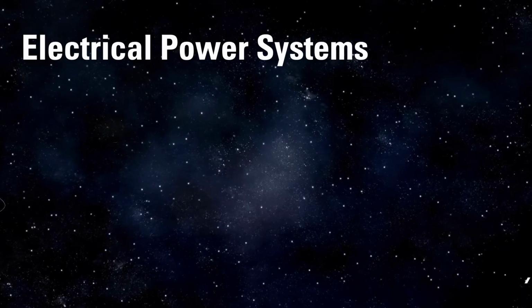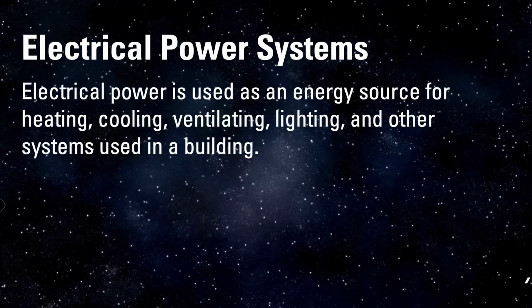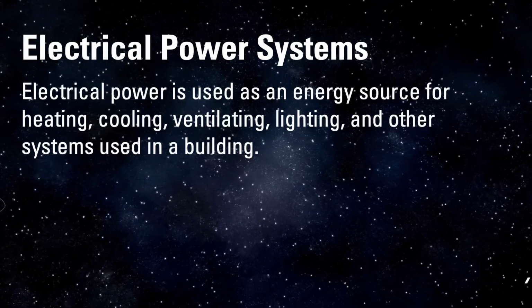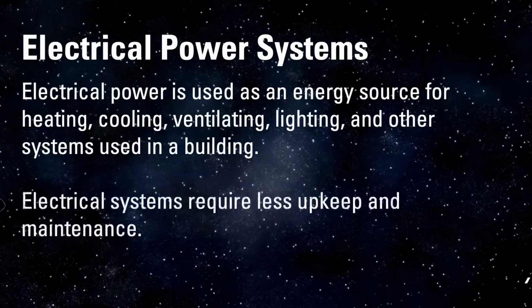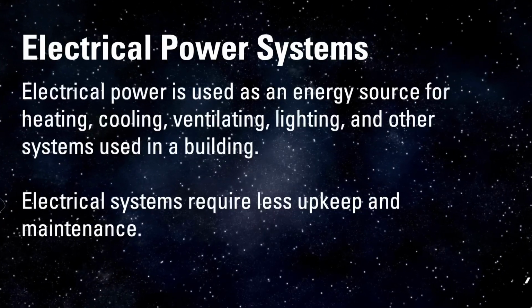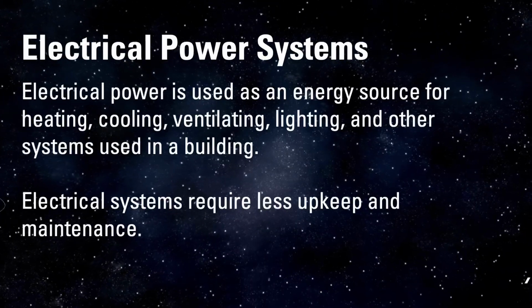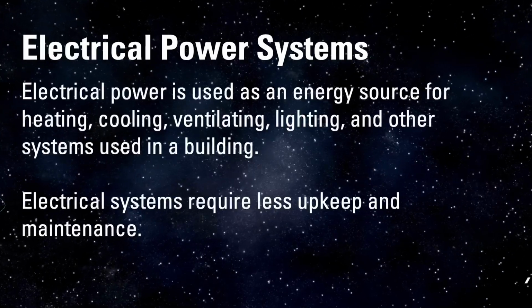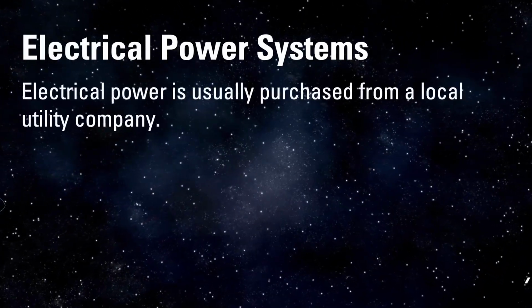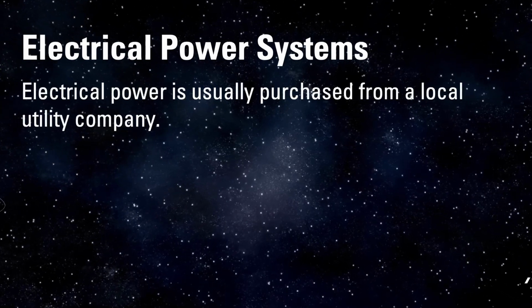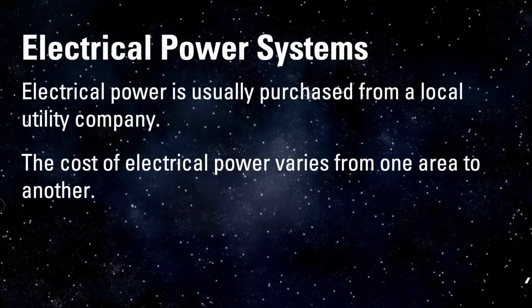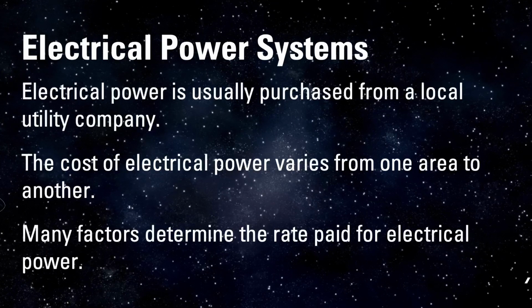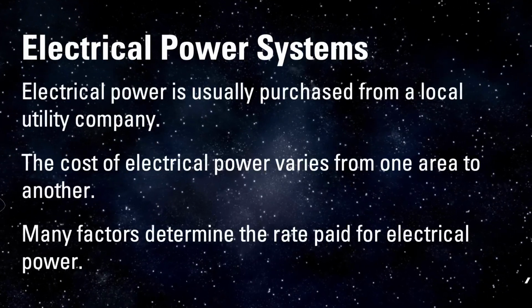So what are electrical power systems? Electrical power is used as an energy source for heating, cooling, ventilating, lighting, and other systems used in a building. When compared to all the other systems found in a building, electrical systems require less upkeep and maintenance. Electrical power is usually purchased from a local utility company. The cost of electrical power varies from one area to another. Many factors determine the rate paid for electrical power.